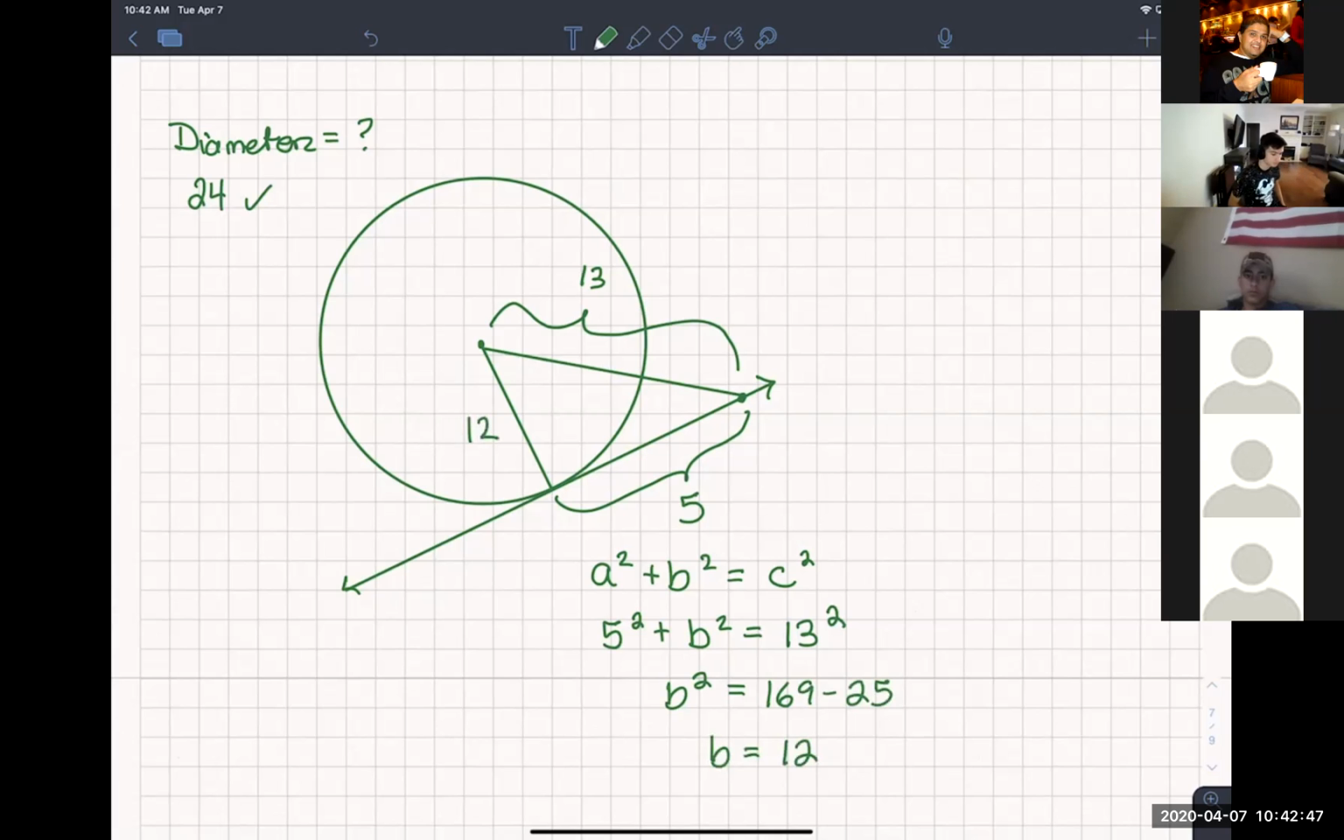Now, how did you get 24 from 12? Because the radius is half the diameter. No, you got it backwards. The diameter is the whole. The diameter has the radius. Yeah, the radius is half the diameter. So if the radius is 12, the diameter is double that, so 24.